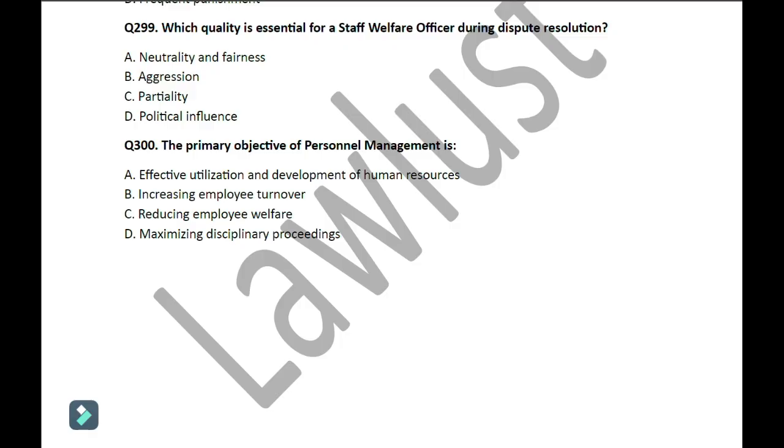Question number 299. Which quality is essential for a staff welfare officer during dispute resolution? So here the correct answer is neutrality and fairness. Move on to the next question. Question number 300. The primary objective of personnel management is? Option A, effective utilization and development of human resources. So with these 300 questions, we have completed part 7.